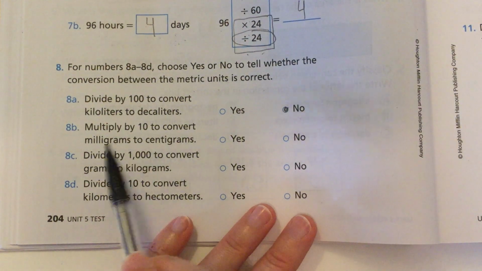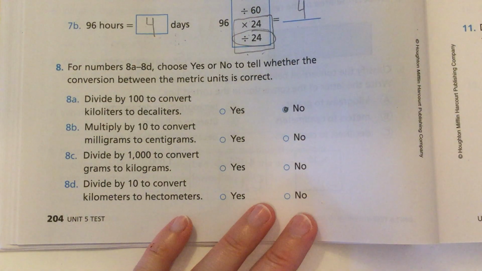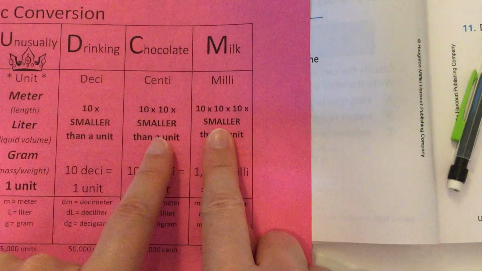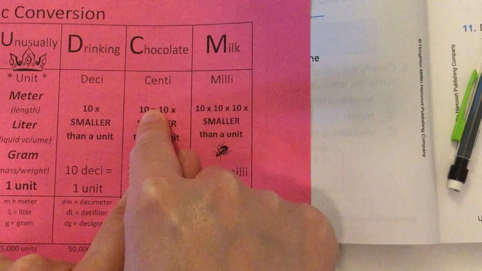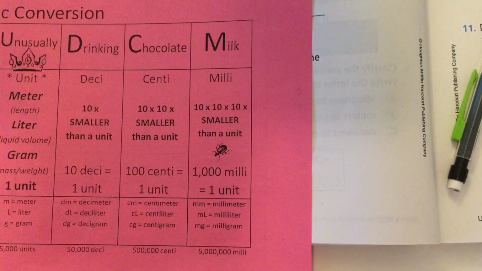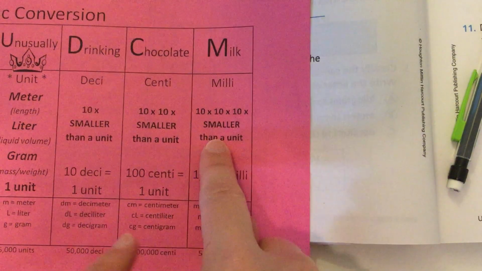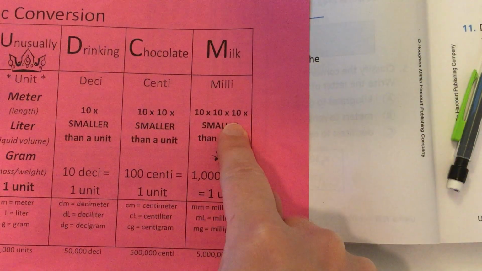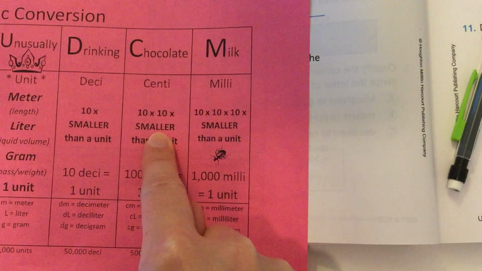Okay, 8B. Multiply by 10 to convert milligrams to centigrams. All right, let's check it out. There we have milli. There we have centi. 1 hop, so I know it's 10, right? It's either times 10 or divide by 10 because it's just a number with 1 zero. What would it be, you guys, if we're going from milli to centi?